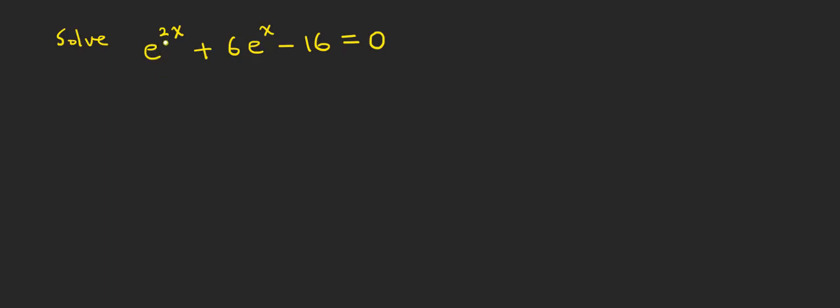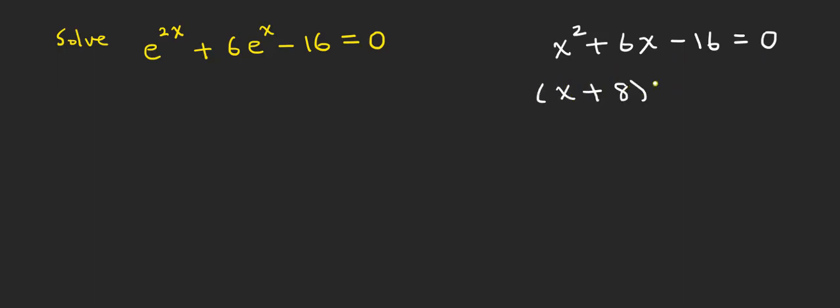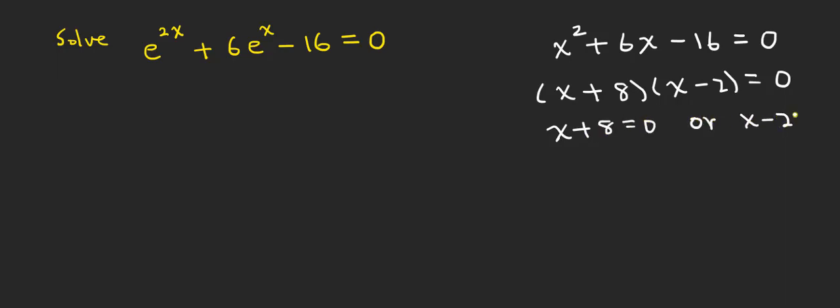Now let's solve e to the 2x plus 6 e to the x minus 16 equals 0. In order to solve this, let's review solving x squared plus 6x minus 16 equals 0. How do you solve this? Well, is this factorable? Yes, it is. Quantity x plus 8 times quantity x minus 2. So this will be x plus 8 equals 0, or x minus 2 equals 0. Therefore, you get x equals negative 8, or x equals positive 2.